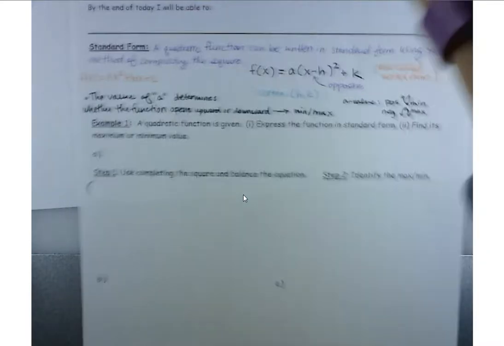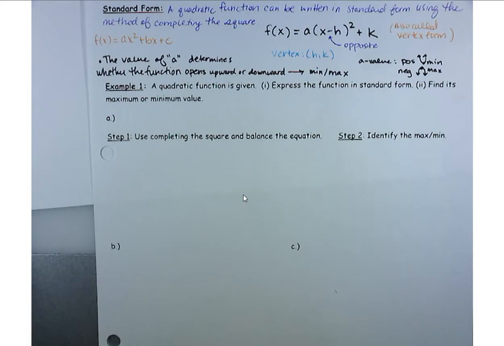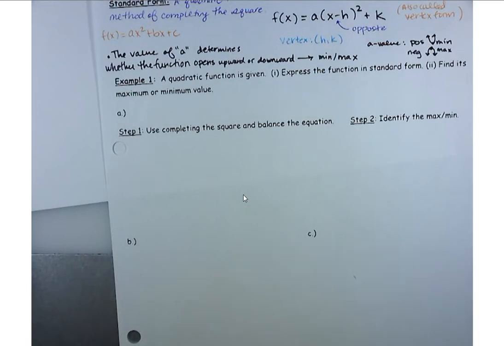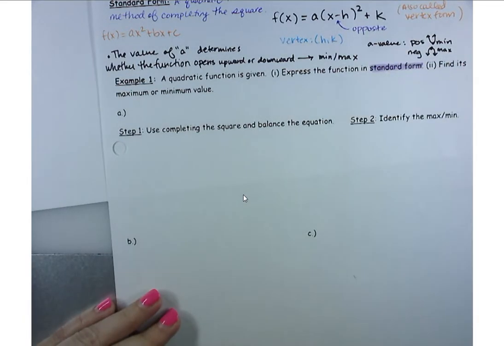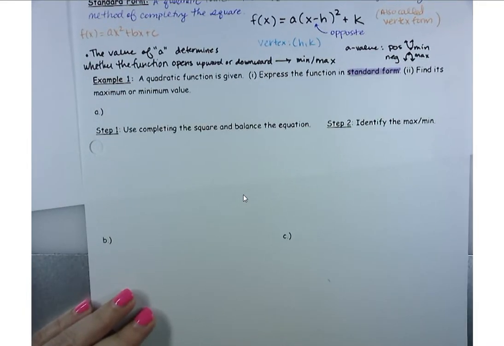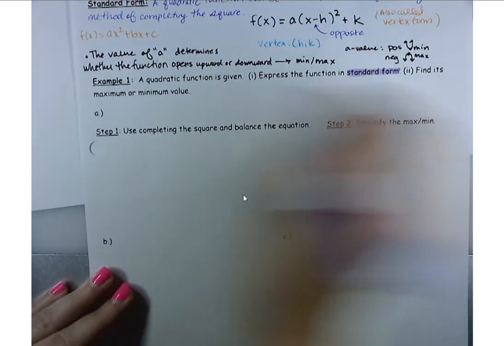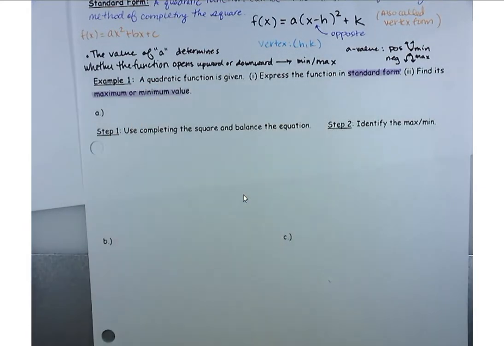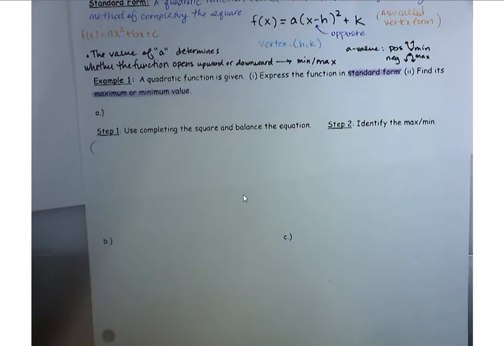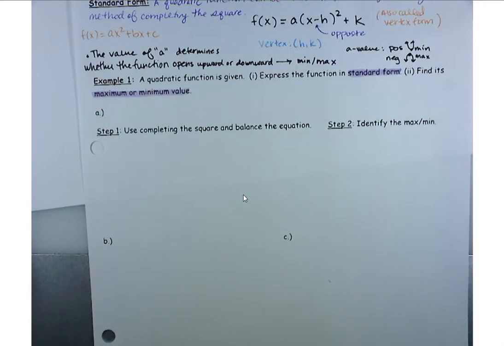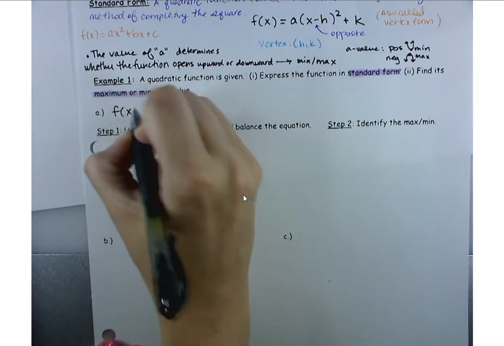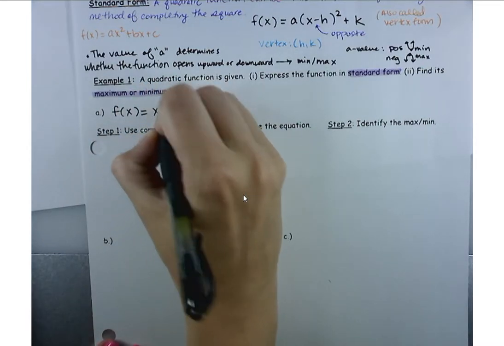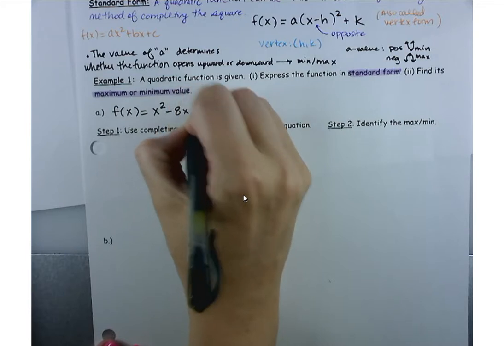Alright, so let's look at example 1. It says a quadratic function is given. We're going to do two different things here. Okay, so we're going to express the function in standard form. So remember, that's where you can see your vertex. So in standard form. And then we're going to find its maximum or minimum value. So two different things that we have to do here. So the first thing we're going to do is write our f of x. So your f of x is going to be equal to x squared minus 8x plus 8.